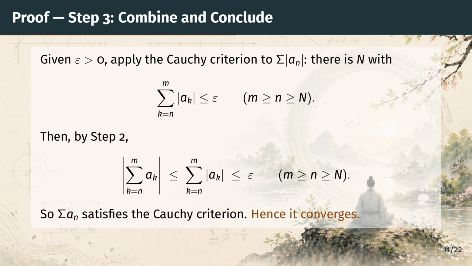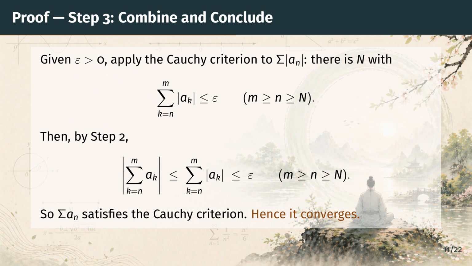Because the series of sizes converges, the Cauchy criterion gives an integer capital N, beyond which every block of sizes is at most epsilon. Now chain the inequalities, as on the slide. The size of a block of the original series is at most the block of sizes, which is at most epsilon. So the original series also satisfies the Cauchy criterion with the very same capital N. By Theorem 3.22, the original series converges. That completes the proof, and the boxed statement records the result.